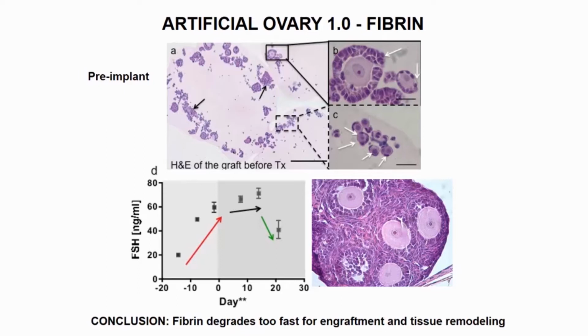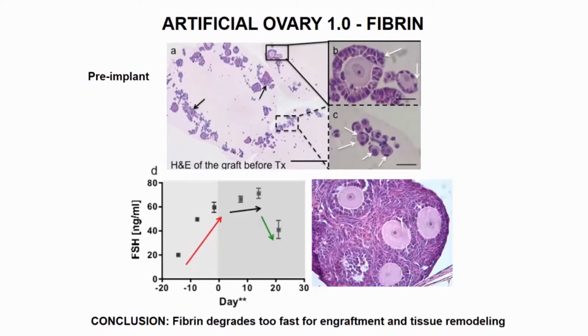And then we followed the FSH levels in mice. Once we ovariectomize the mice, the FSH levels go up, right? Because there's no estradiol, there's no negative feedback, so FSH goes up. Then we implant the artificial ovarian construct, and the FSH stays high, and then it drops. Once we examined the explanted artificial ovaries, we did see that most of the primordial follicles were gone. There were some secondary follicles, but it wasn't a real ovarian tissue.